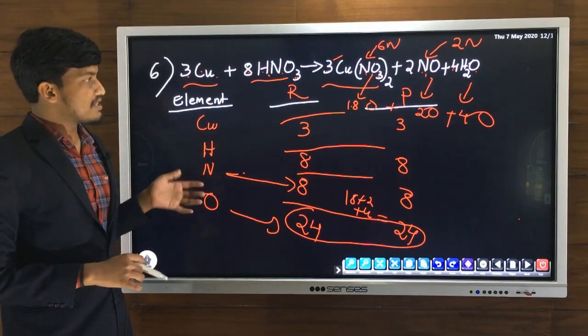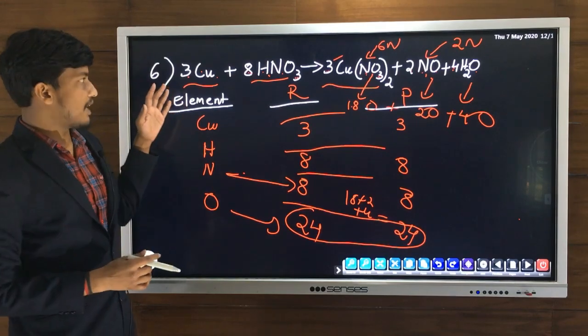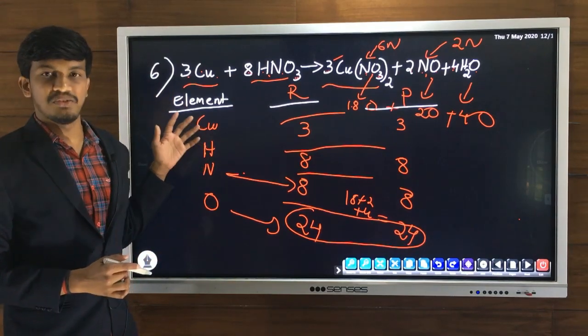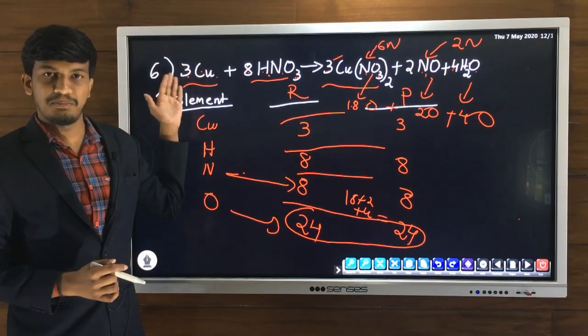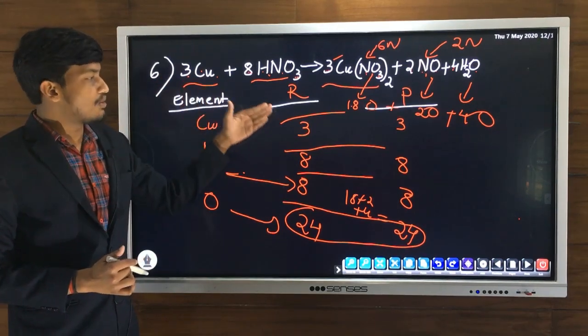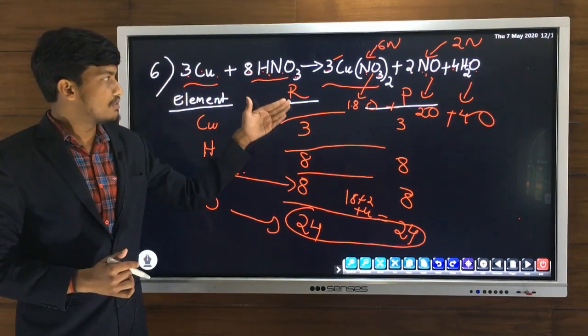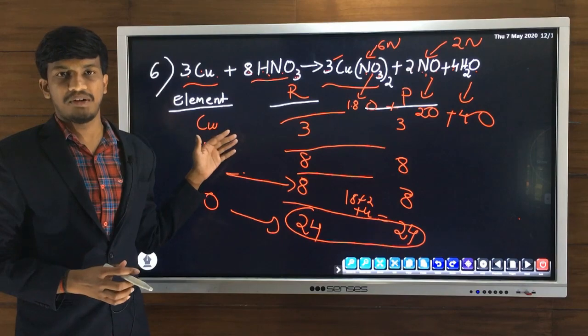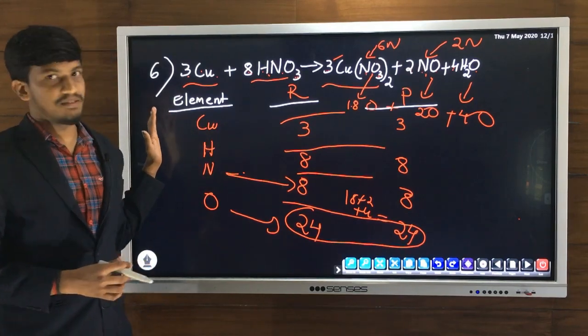So all these examples are given in the notes. You have to practice all these examples yourself. Write the equation on the page. Then you can count the number of atoms on both the reactant and product side and study well.